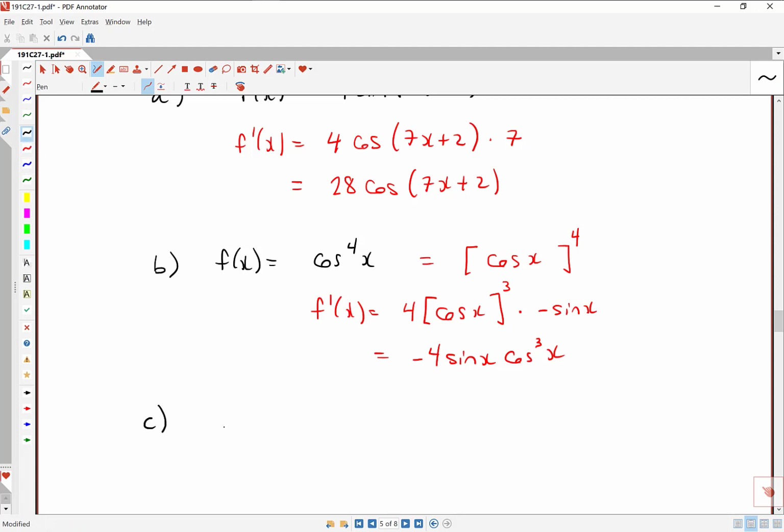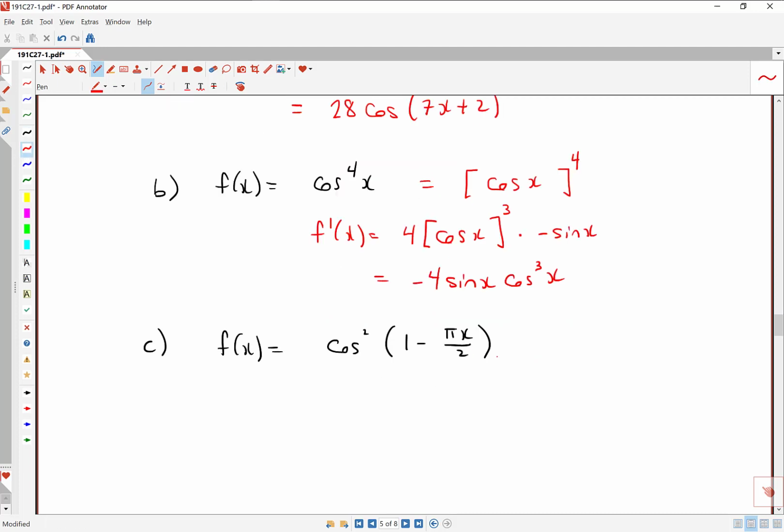Part C, let's say f of x is cos squared of 1 minus pi x over 2. So again, this is a situation where a rewrite is probably a good idea. First thing I would do is I would say, well, that's really the same thing as the square of cos of 1 minus pi x over 2. And then we can think about our chain rule.